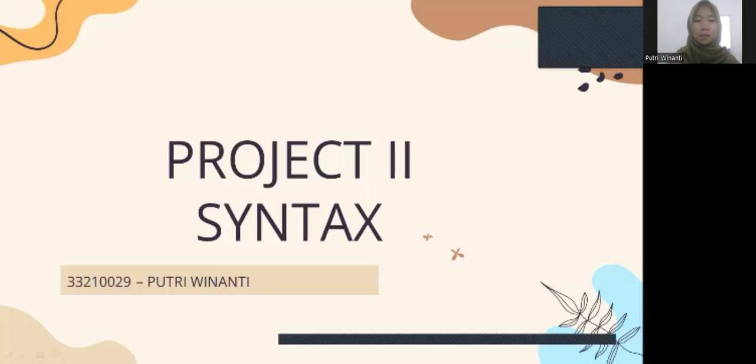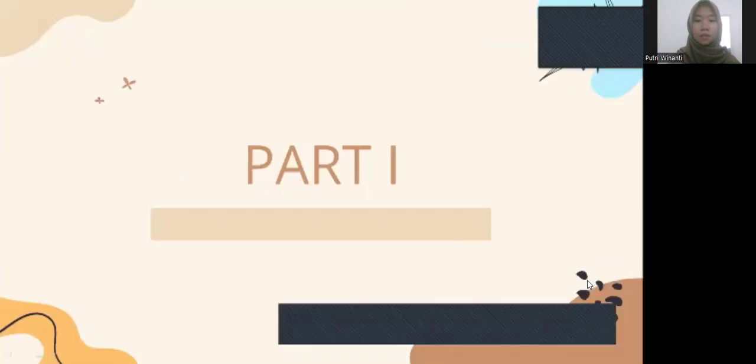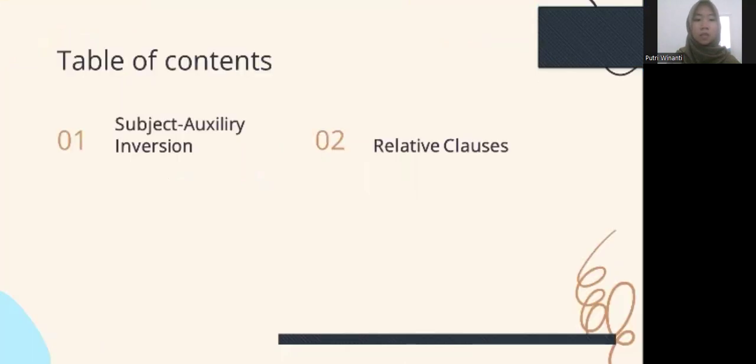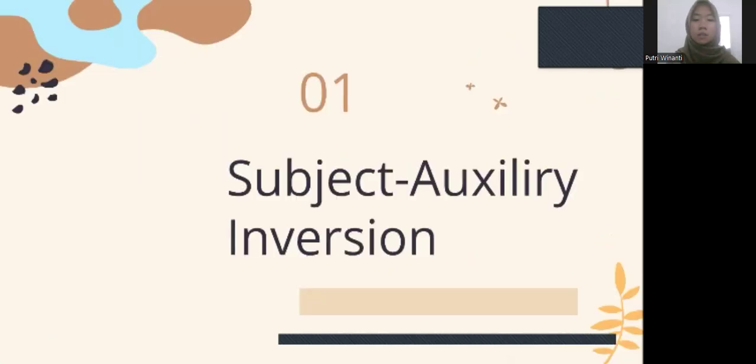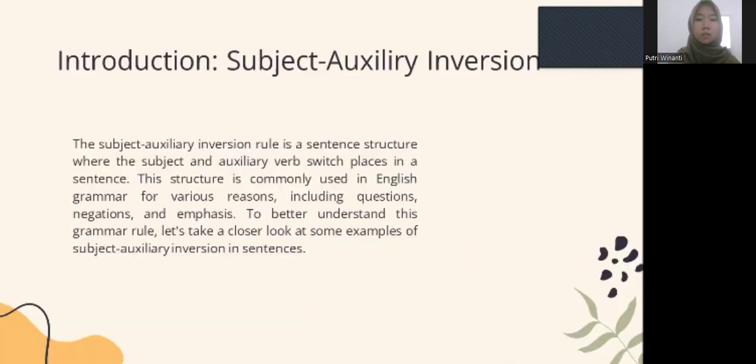Today I will present about my second project of syntax. In this project there are two parts. The first part is about subject auxiliary inversion and relative clauses. I will explain about subject auxiliary inversion first.